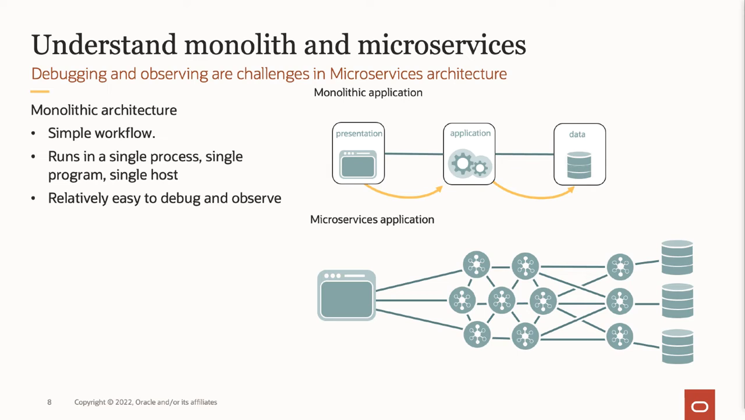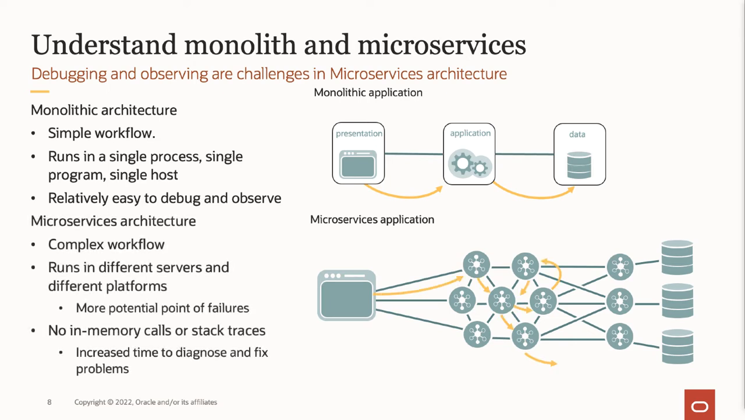However, this is not the case when it comes to microservices. In applications built on distributed microservices architecture, multiple services communicate with each other in complex ways. These services can be running simultaneously in different servers on different platforms, which makes it hard to trace the workflow and identify the root cause of the problems. It has an increased number of points of failure and increased time to diagnose and fix problems. Questions like how long the request took to complete in each service, or how much time was spent to connect to another service, need to be answered as well.